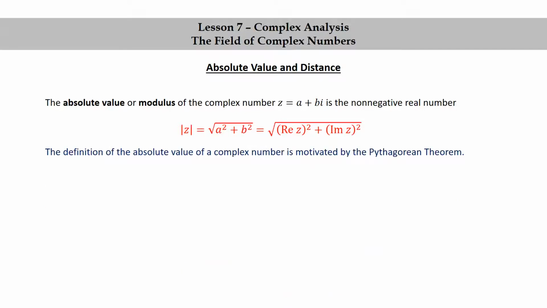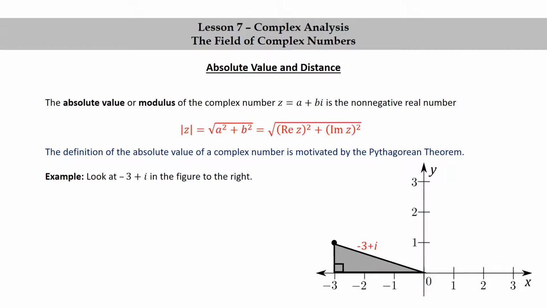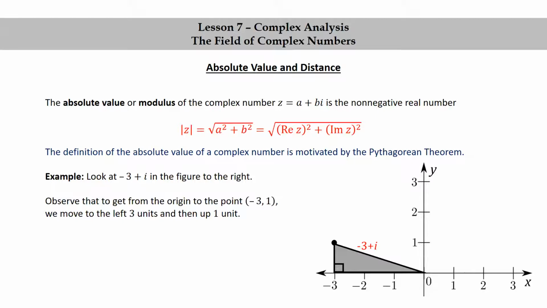The definition of the absolute value of a complex number is motivated by the Pythagorean theorem. Let's look at an example. Let's look in this figure at the complex number -3 plus i. Observe that to get from the origin to the point (-3, 1), we move to the left 3 units and then up 1 unit. This gives us a right triangle with legs of lengths 3 and 1.